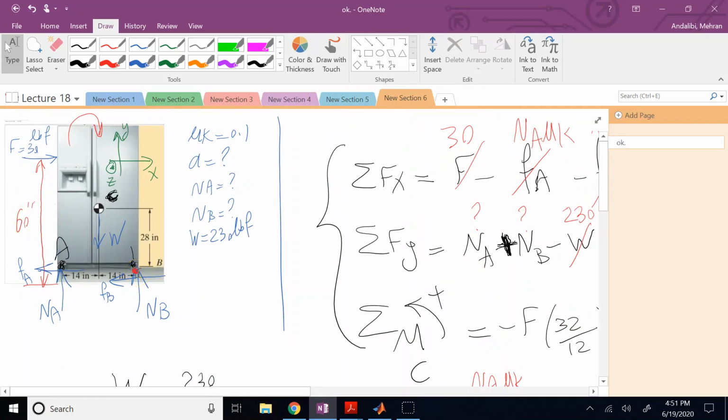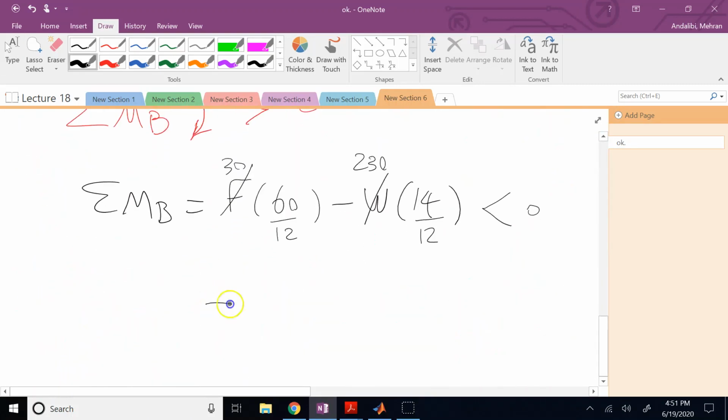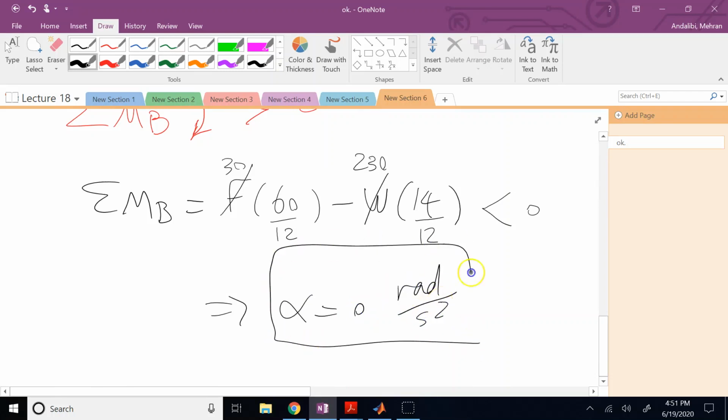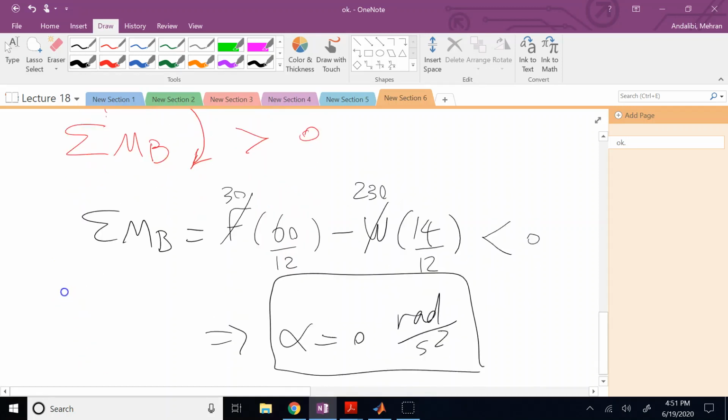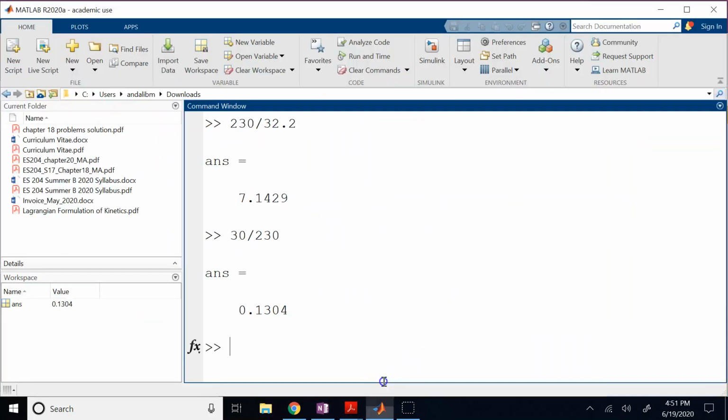So you will never get a positive clockwise moment about B to make the rotation happen. So it is not going to rotate, therefore, alpha is what? 0. So this guy is not going to tip over. Why? Because your force was not big enough, and or the distance from the bottom was not high enough. So in this case, it's 14 times 230 divided by 30.